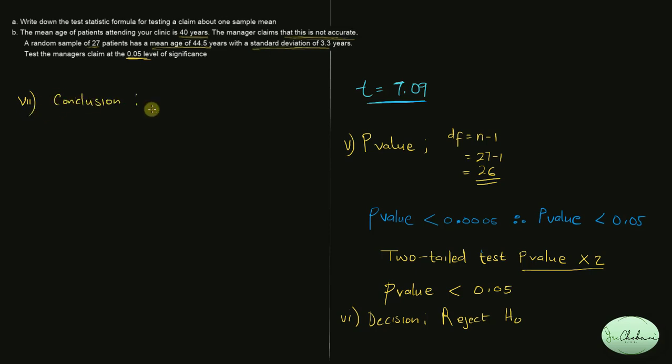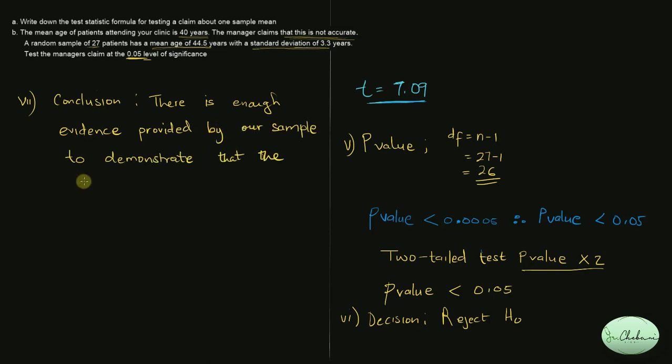So our conclusion will be there is enough evidence provided by our sample to demonstrate that the mean age of patients attending this particular clinic is not 40 years. It's in fact not equal to 40 years, right?